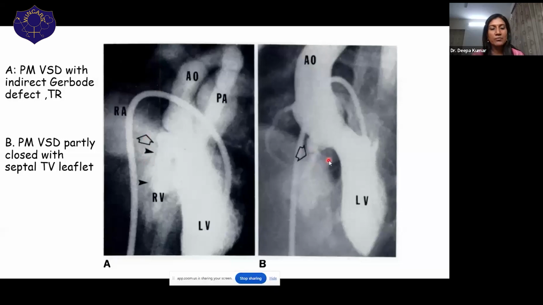The next one is a perimembranous VSD, which is partly closed with the septal tricuspid leaflet. You see the aneurysm formed here, and the dye is again going down.